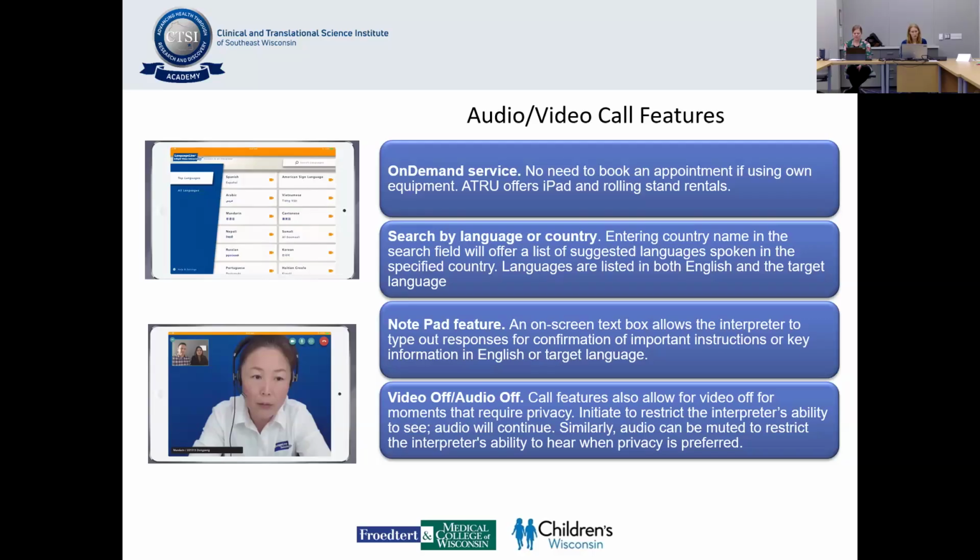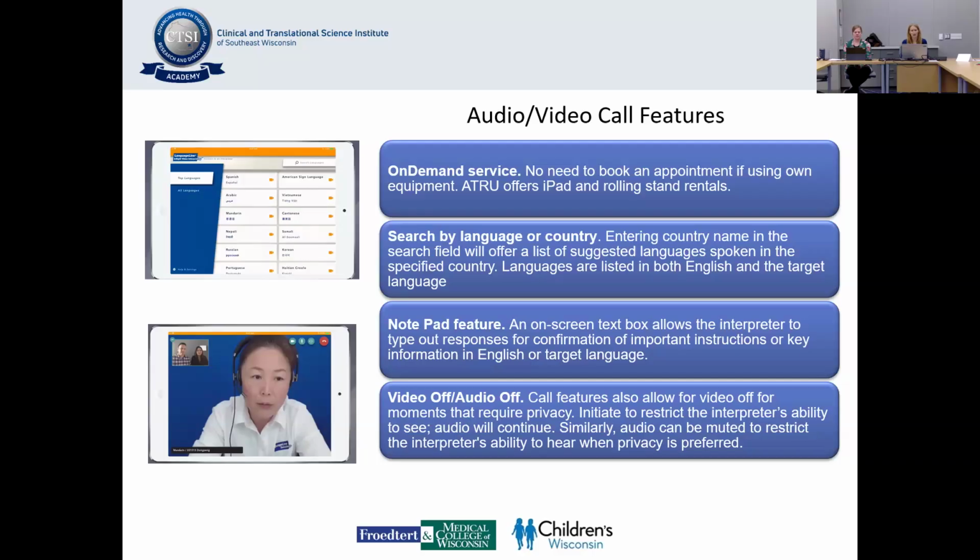Again, with this call and audio feature, really want participants to be comfortable in this space. So audio off, video off are both options. If you are having a conversation and don't want portions of that, while they are alone in a room or something, transmitted, we can turn audio off. If you are having video on and want privacy at a moment, you can turn video off as well.